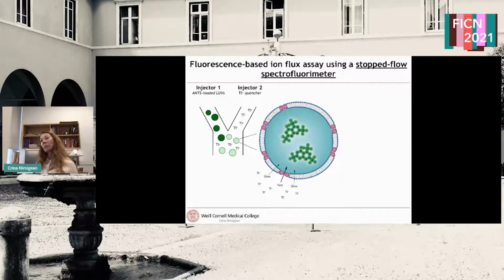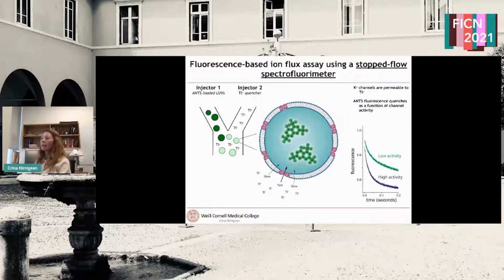And then through the other arm, you give thallium, which is the quencher, in addition to whatever activates the channel, which in this case is calcium, right? So let's say we have calcium and thallium here, and here are the liposomes, and you mix them quickly, and when you give them calcium, channels activate, and the thallium goes through. And what I've just been telling you is shown here.